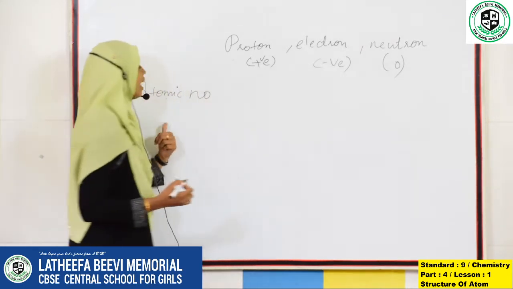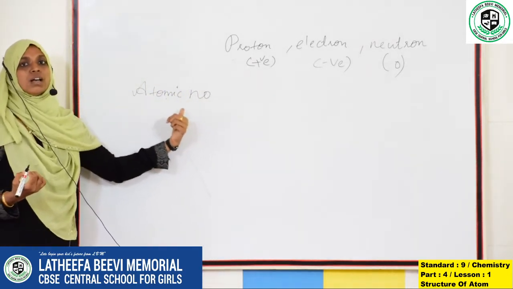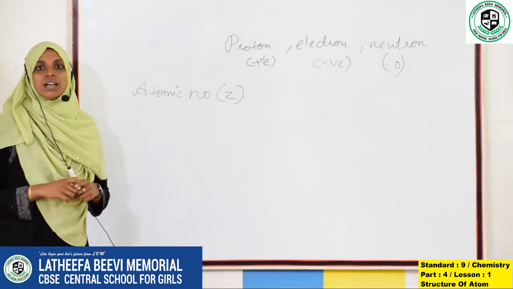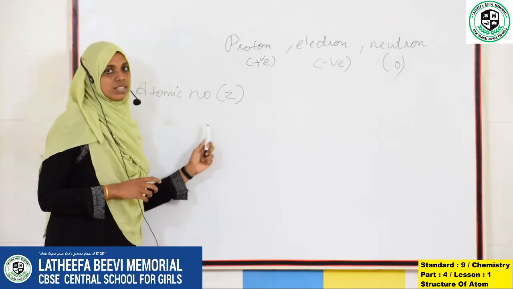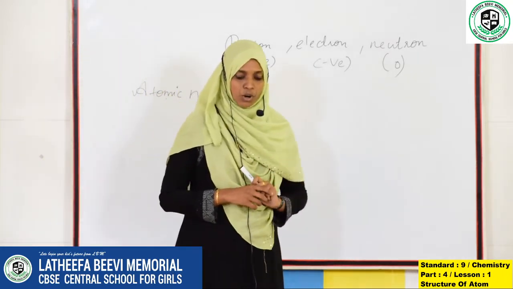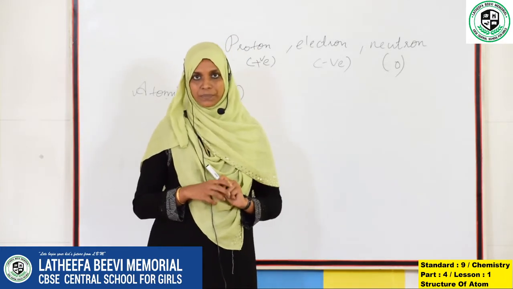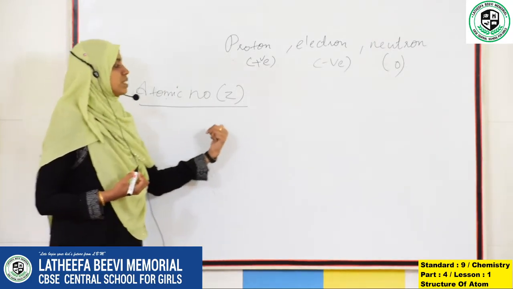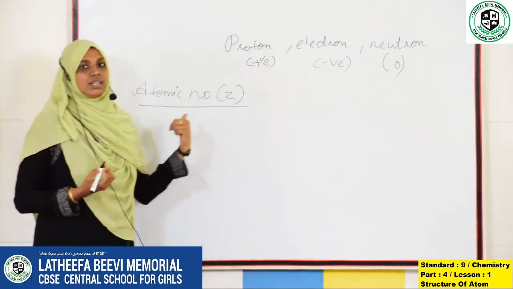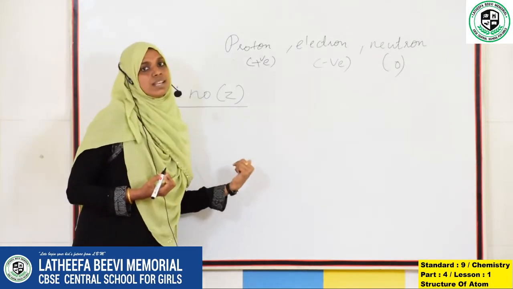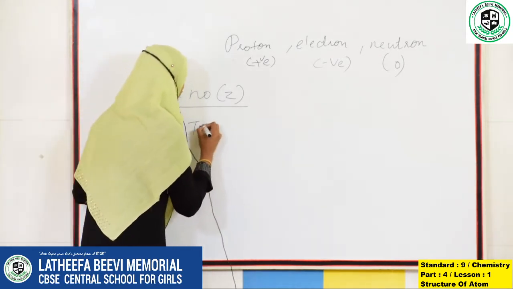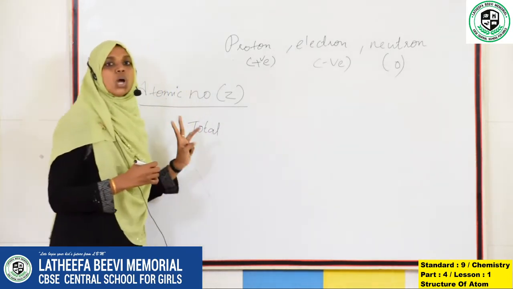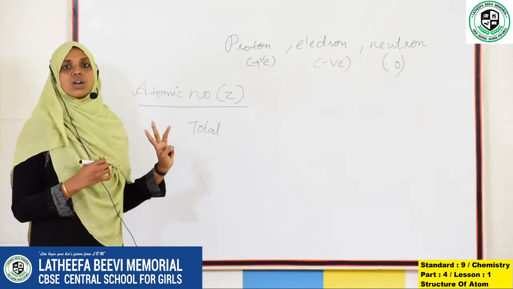We can represent the atomic number by the letter Z. What is atomic number? The total number of protons in an atom is called its atomic number. Atomic number is represented by the letter Z, and it is the total number of protons in an atom. What is the charge of a proton? Positive charge.